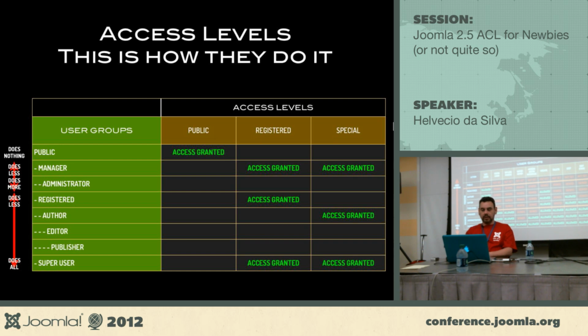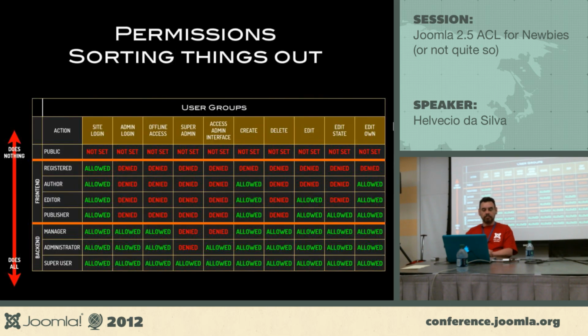So I started sorting things out. This is permission. I made it as I did before with access levels. I had the public as being number one, and then registered, author, editor, publisher related to the front end in order, and then finally the back end, having the super user as the one who's got more power to do whatever he wants in the system. Okay, these are just ideas. Soon we will see how to apply them.